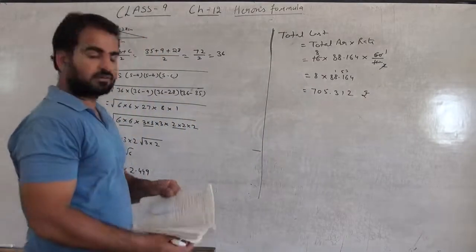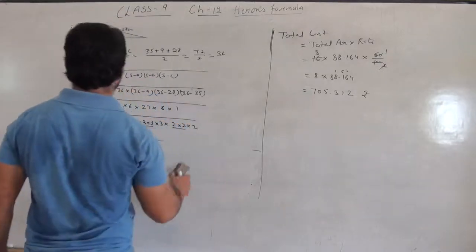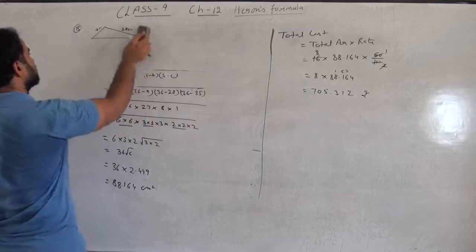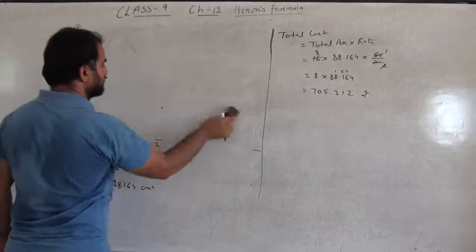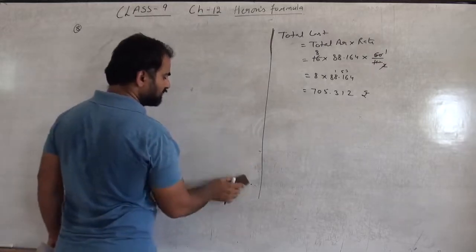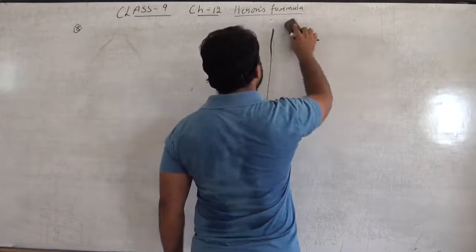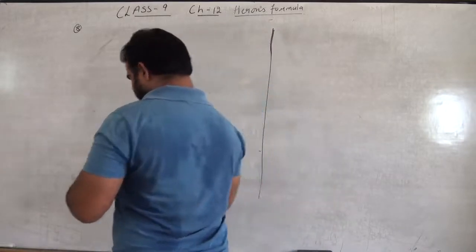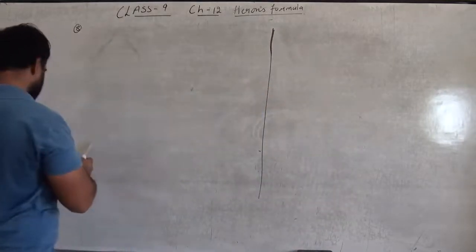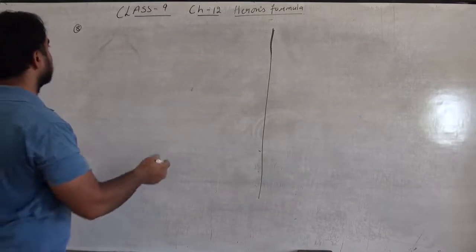Next is question number 9. So question number 9 is, what we are given is a trapezium, and we have to find its area. A field is in the shape of a trapezium whose parallel sides are 25 and 10.